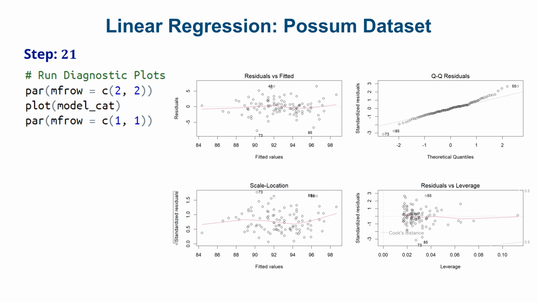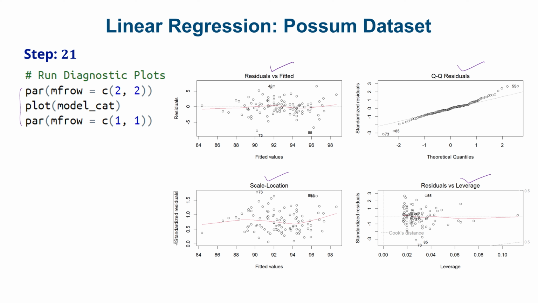Next, we validate our regression model by checking whether it satisfies the key assumptions. We run the following commands in R. This generates 4 diagnostic plots: residuals versus fitted plot, normal QQ plot, scale location plot, and residuals versus leverage plot, or we can call it Cook's distance plot.